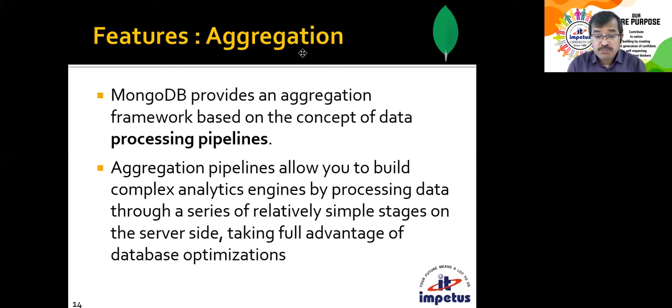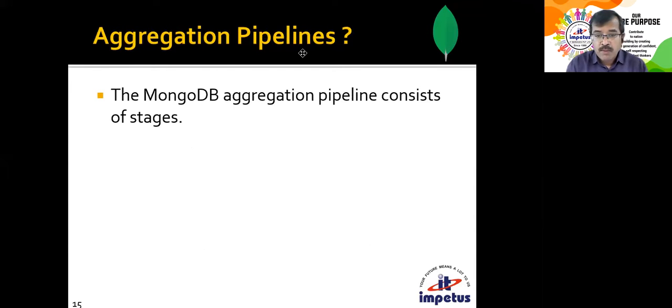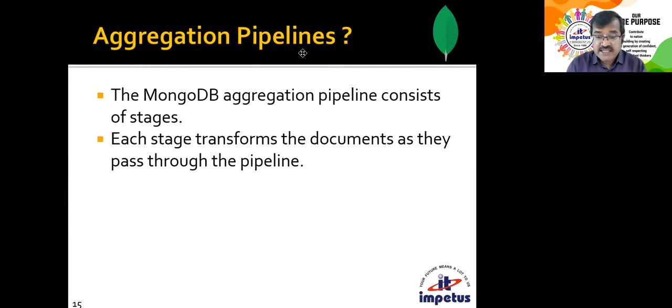So it allows you to build a complex analytical engine by processing data through a series of relatively simple stages. यानी फर्स्ट स्टेज पे ये ऑपरेट हुआ, देन द डेटा कम्स आउट, देन सेकंड स्टेज पे ये ऑपरेशन, एंड लाइकवाइज यू कैन हैव दिस सीरीज ऑफ स्टेजेस and you can do a lot of database optimization also here. So MongoDB aggregation pipeline consists of stages. तो यहाँ अलग अलग स्टेज है. Each stage transforms the documents as they pass through the pipeline. So it will carry out some kind of transformation in the document as the data goes through that particular pipeline.